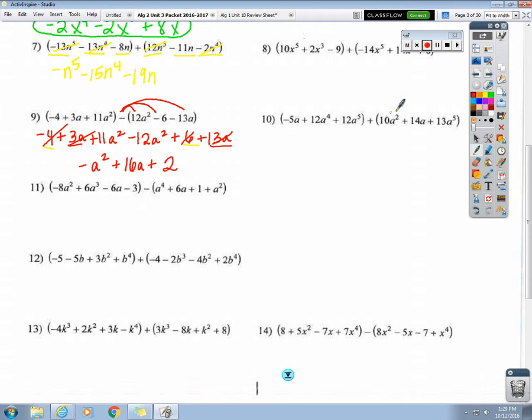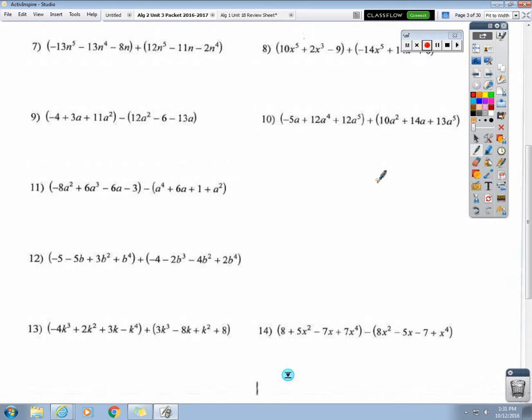Okay, go ahead and try number 11. What's the very first step that we need to do? Right, distribute. Distribute the negative to everything inside the parentheses that comes after the negative. So that does not affect this first polynomial. But it makes the a to the 4th minus a to the 4th. It makes 6a minus 6a, then minus 1, then minus a squared.